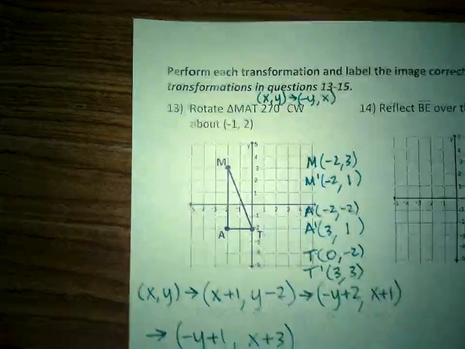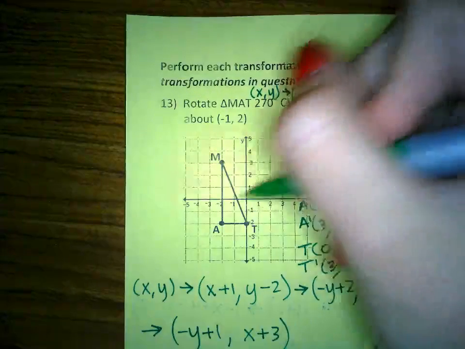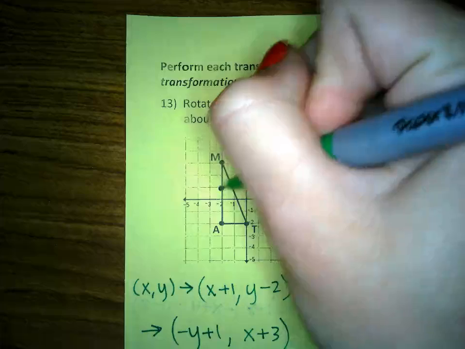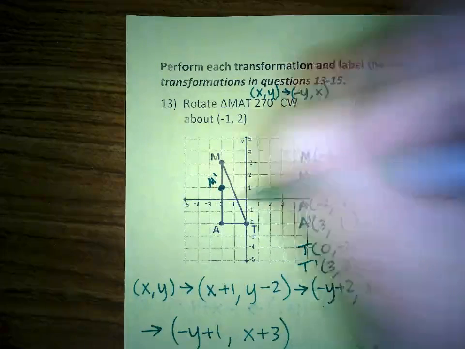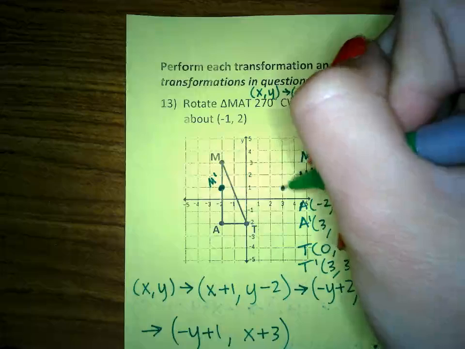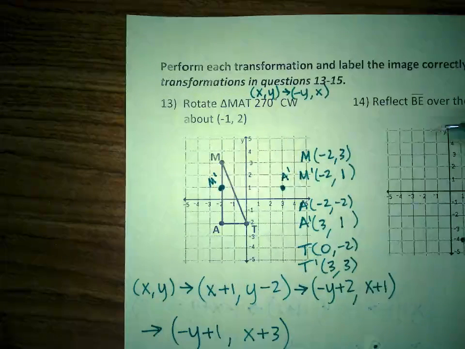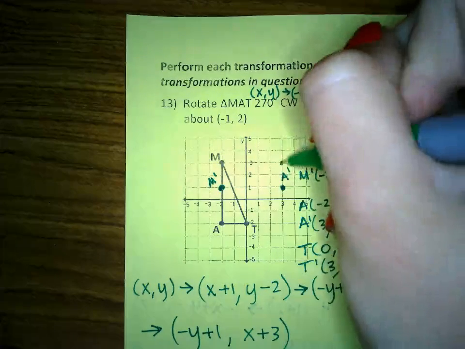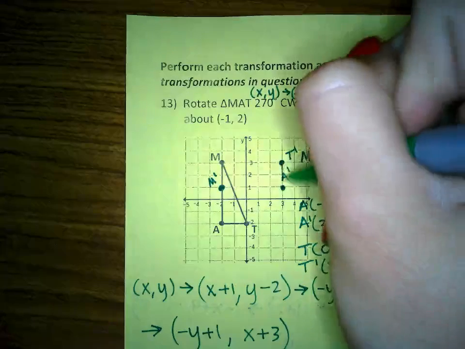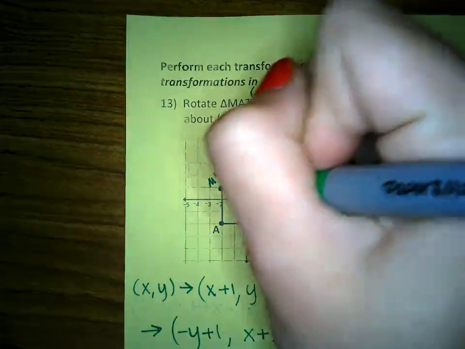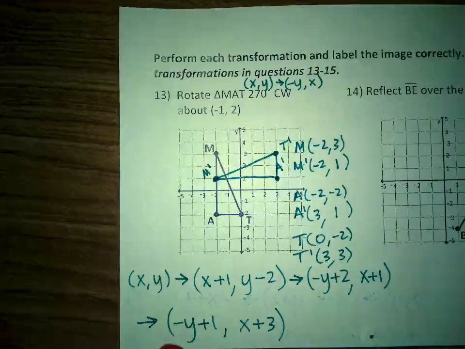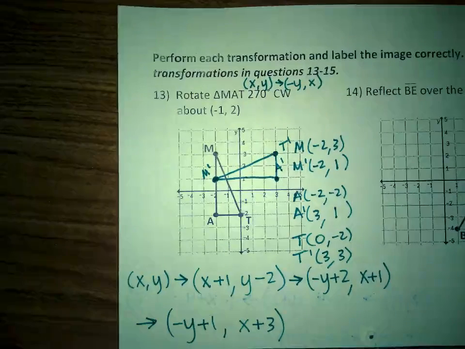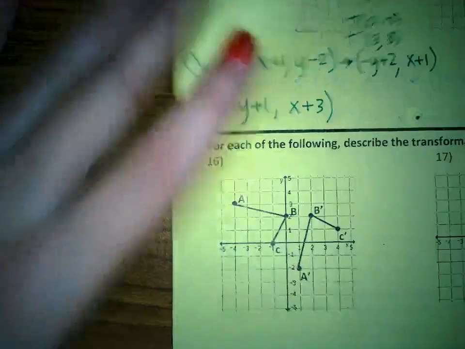So let's plot those and let's see what it looks like. Negative 2, 1, 3, 1, and 3, 3. Okay. Pause the video if you need to for the rule or for the graphing. All right, and last but not least, let's just talk through question 16.